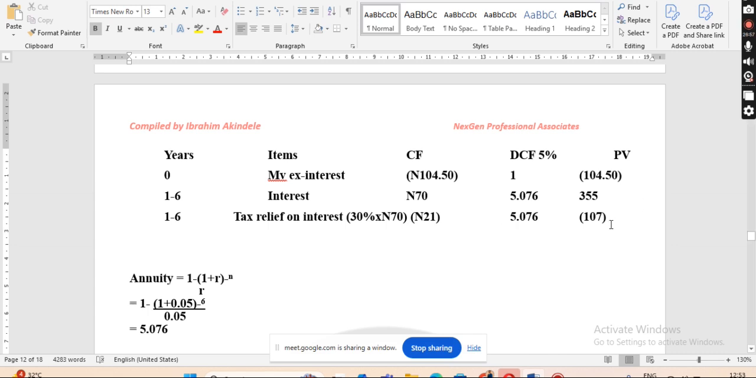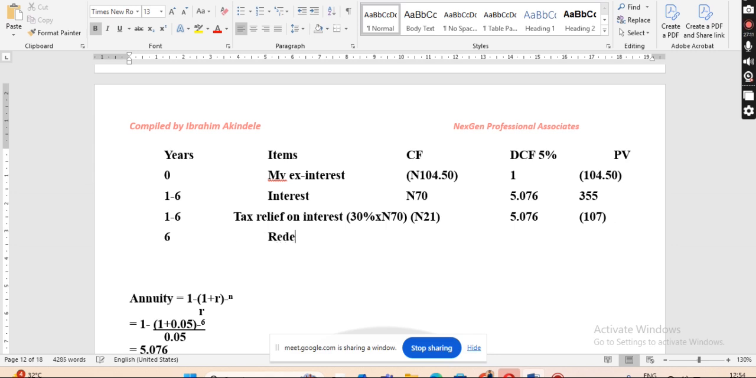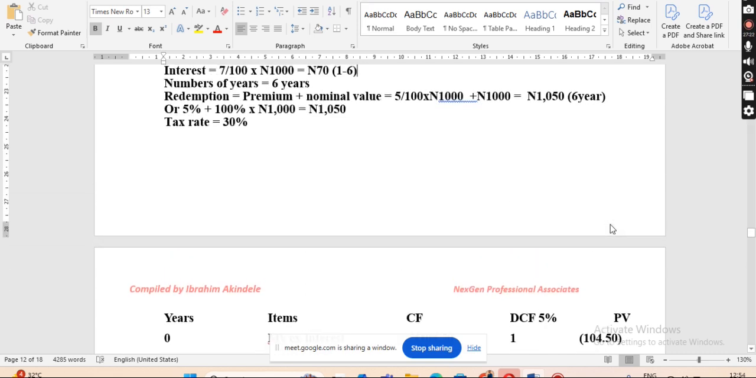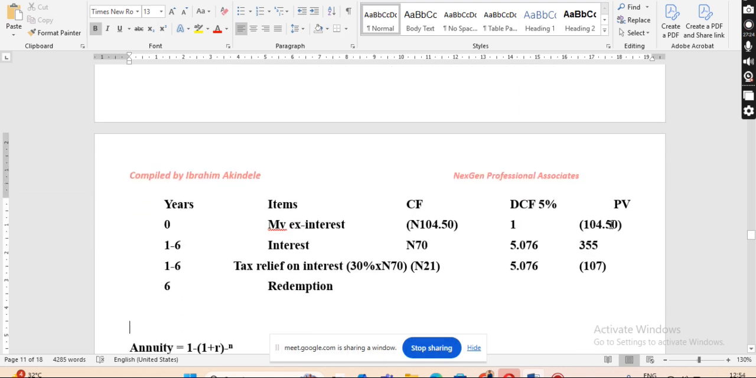If that is established, then the last one is the redemption. You pay interest from year 1 to 6. At the end of those 6 years, you will add the principal as well. That is the redemption value. This is what I was trying to explain in our previous class. What do we have as the redemption? 1050 as the redemption, right?